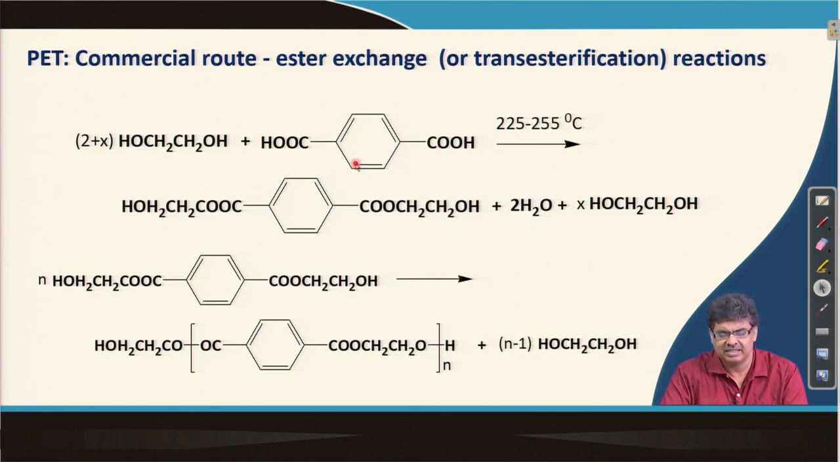In fact, this synthesis is typically done in two steps. In the first step, terephthalic acid is reacted with excess ethylene glycol, and the excess ethylene glycol is taken out of the system, and then this molecule is taken to a high temperature to form the polyethylene terephthalate. Polyethylene terephthalates are sold in the market with various trade names like Terylene, Dacron, Mylar, and so on.